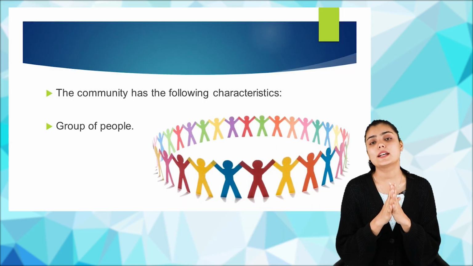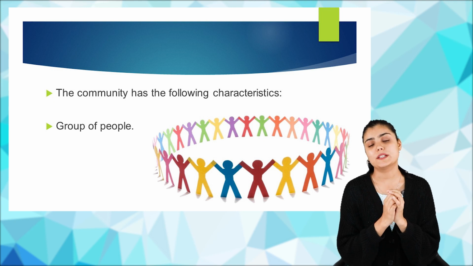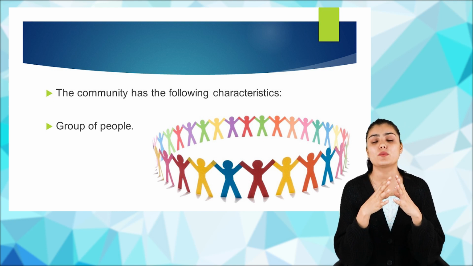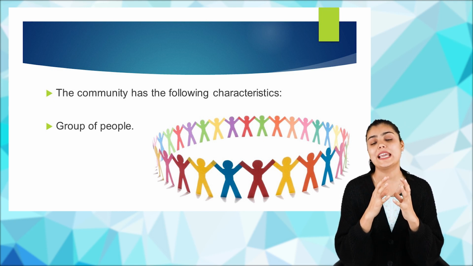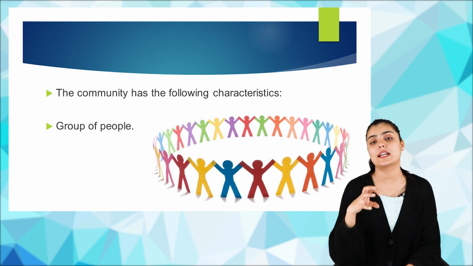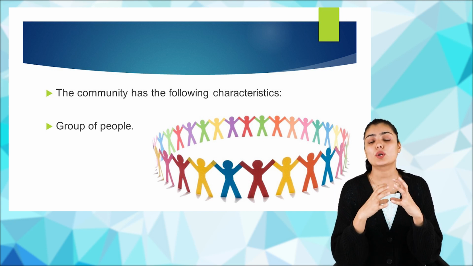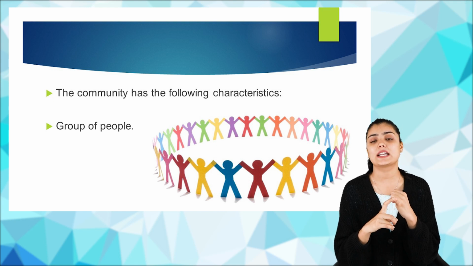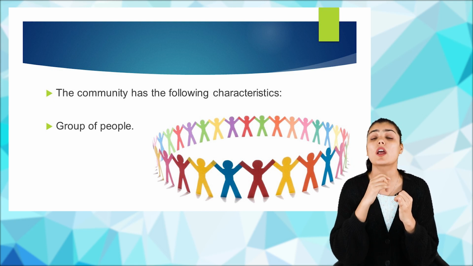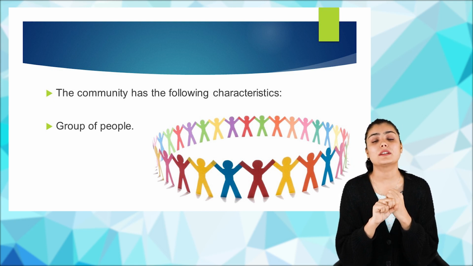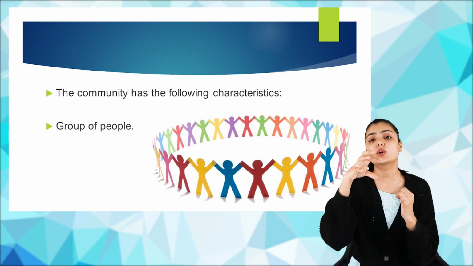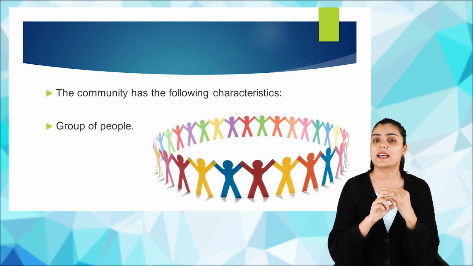The first characteristic of community is group of people. So as we have been seeing from the definition, when a particular group of people stay in a particular geographical area, they are termed as a community. So a group of people is one of the characteristics of a community. One individual or two or three individuals cannot be termed as a community. There should be a group of people to be termed as community.